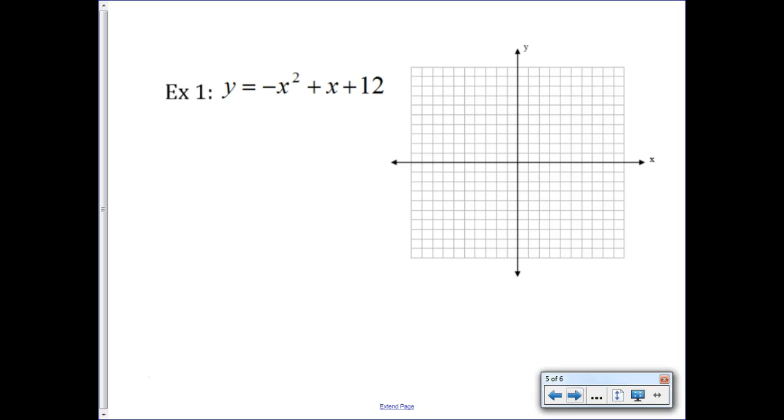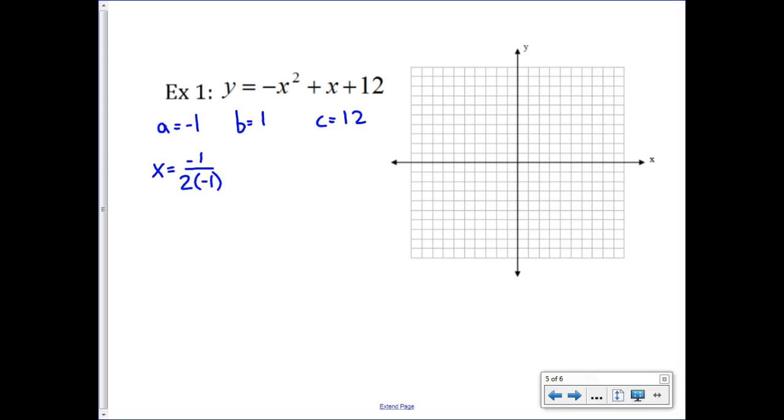I have y equals negative x squared plus x plus 12. I'm going to write out, and you don't have to write these if you are comfortable with it, but a is negative 1, b is positive 1, and c is 12. So I know that x equals the opposite of b. So the opposite of b is negative 1 over 2 times a, negative 1.